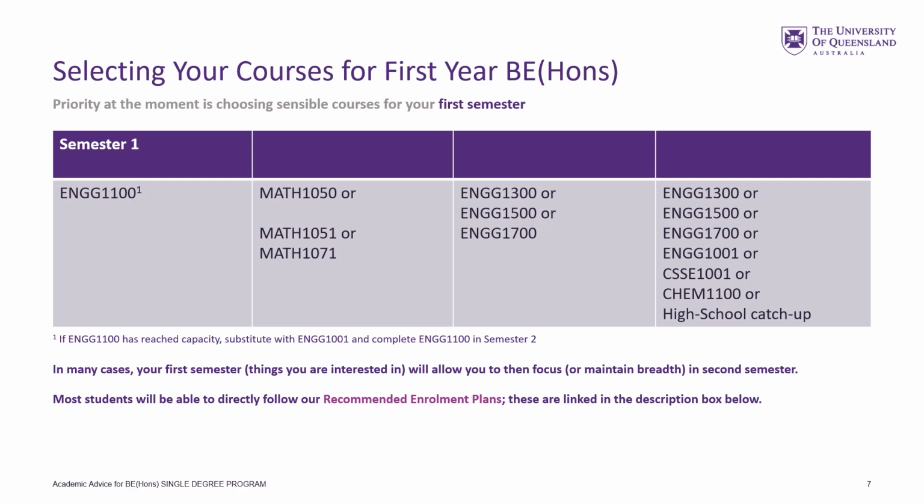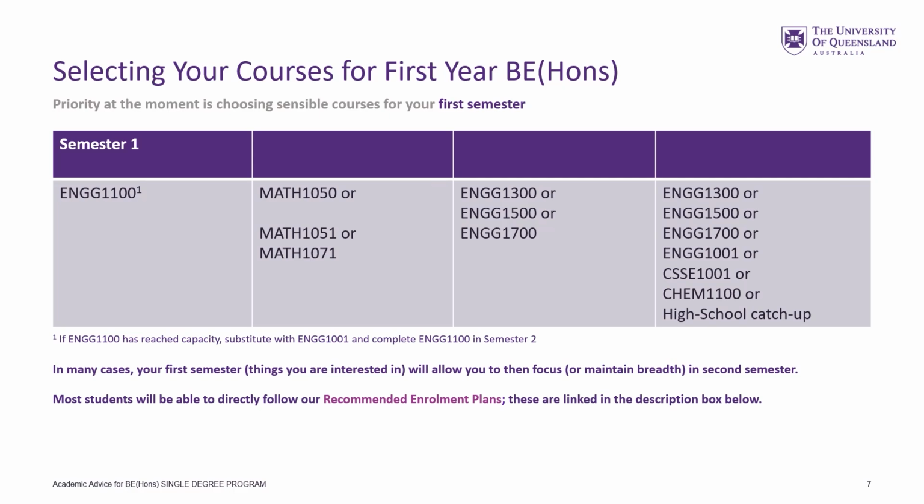So your first semester of enrolment will probably look something like this. You'll do Eng 1100. If it's reached capacity, you could substitute with Eng 1001. You'll do one maths course, either Math 1050 or one of Math 1051 or Math 1071. You should pick at least one engineering science course, so one of Eng 1300, Eng 1500 or Eng 1700. And then in the final slot, think about what you might be intending to study.